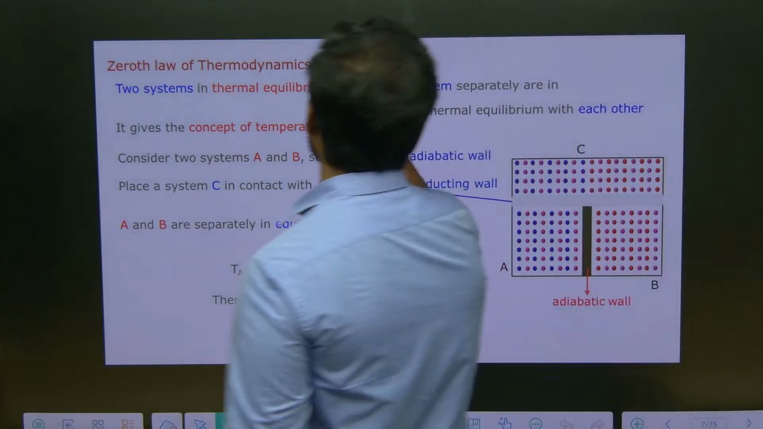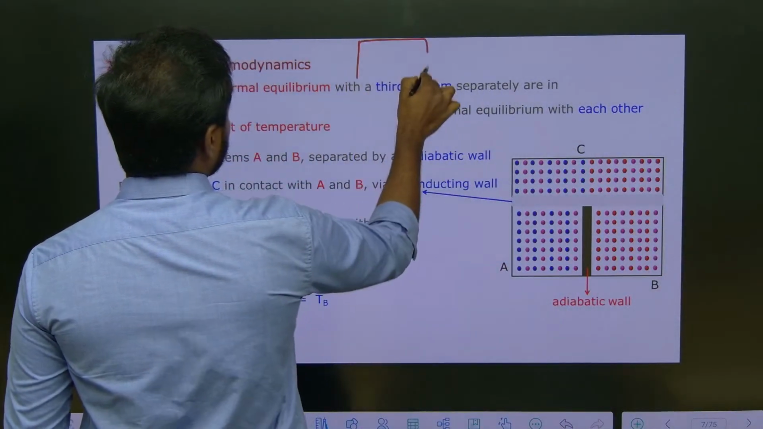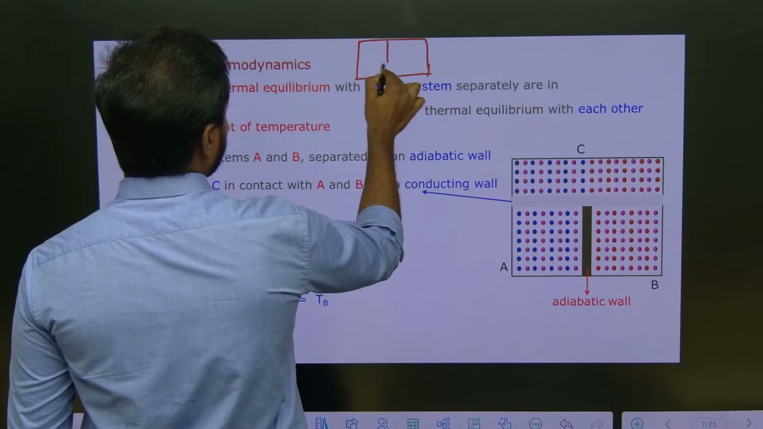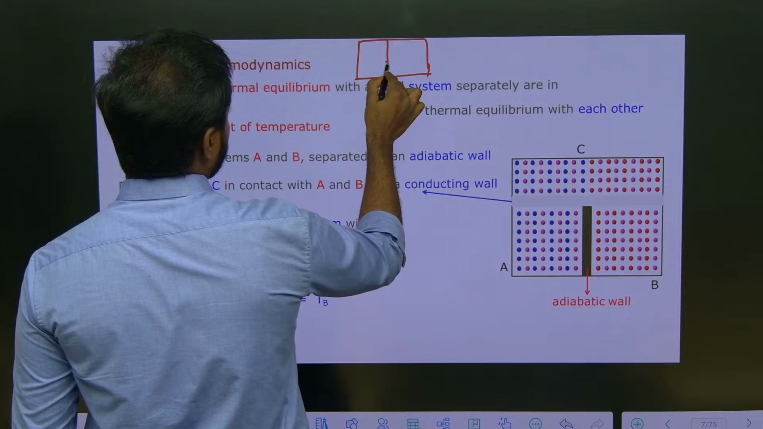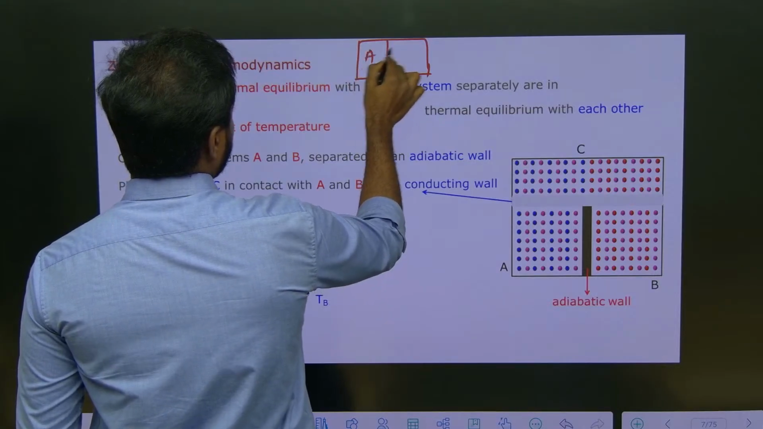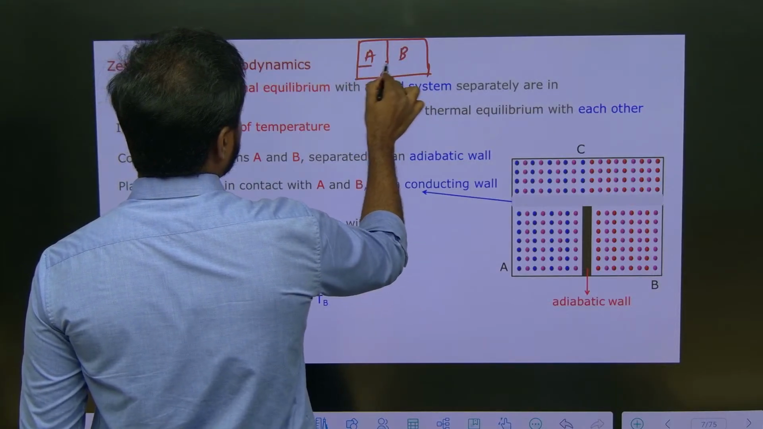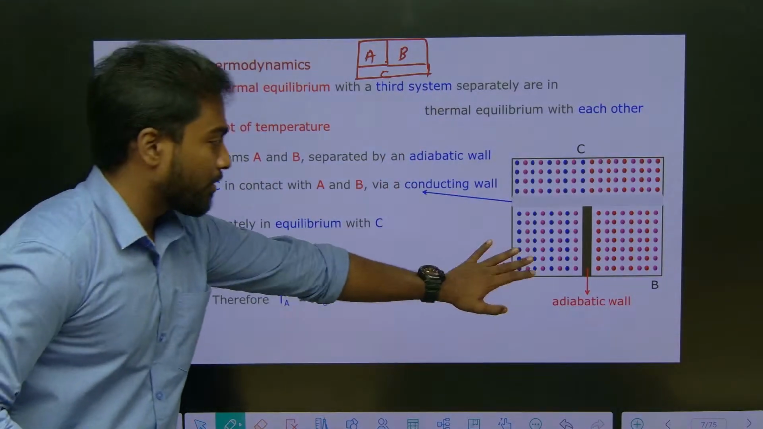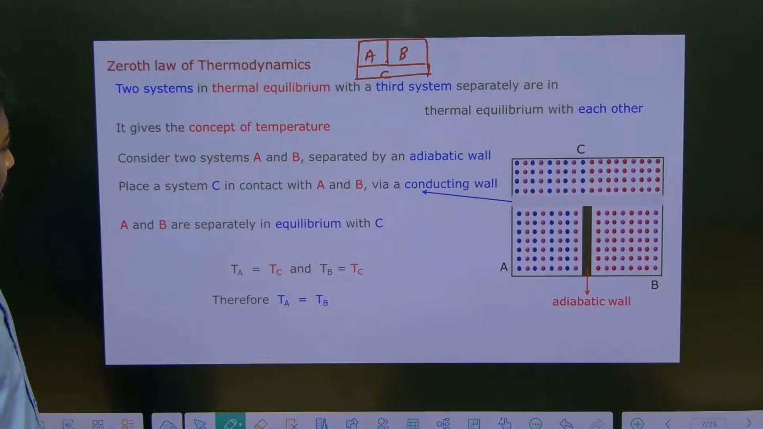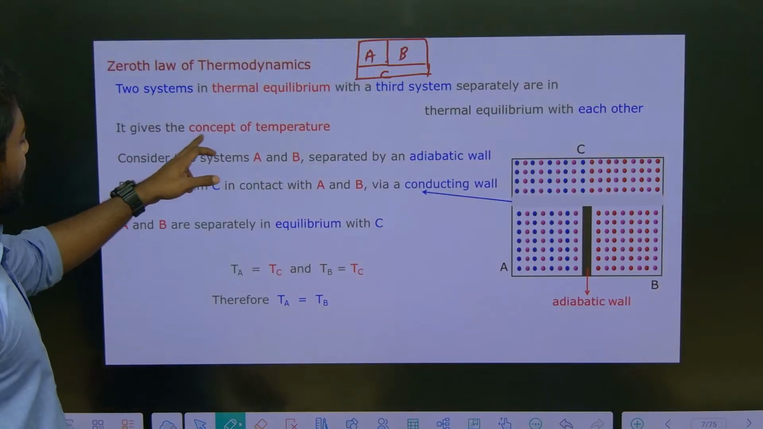Which means if I talk about, okay, let me take A, B, and this is C. Okay, A, B, and C. Yeah, the same thing we will talk about here only. So it gives the concept of temperature.